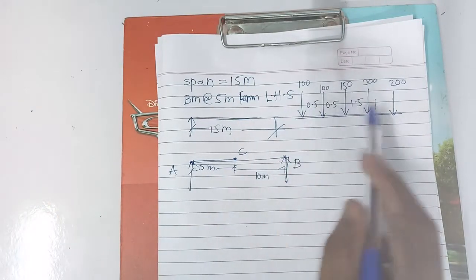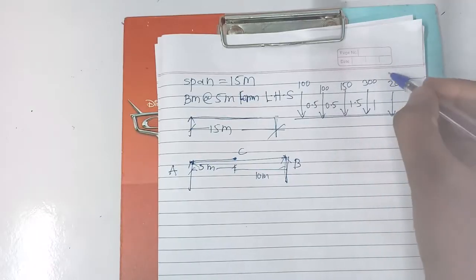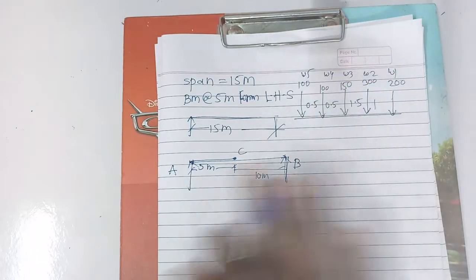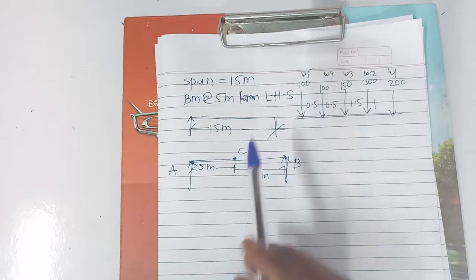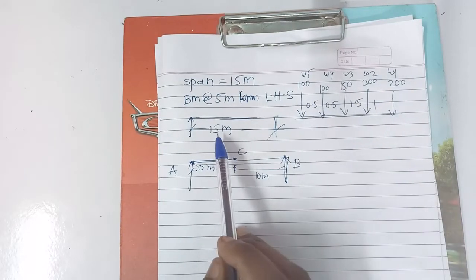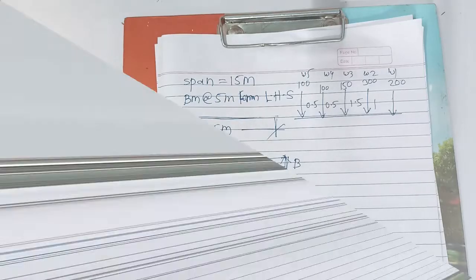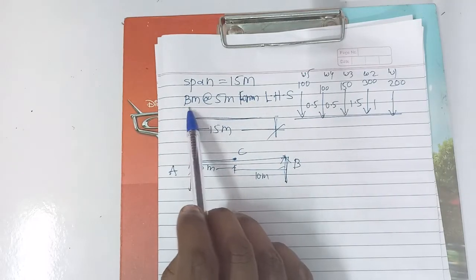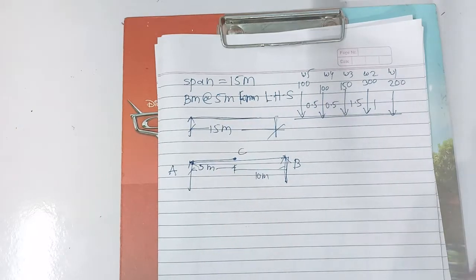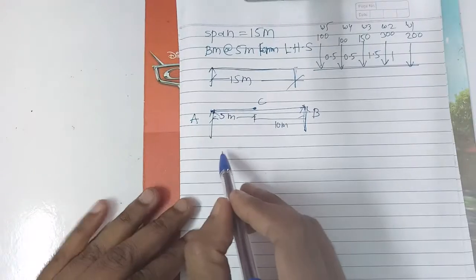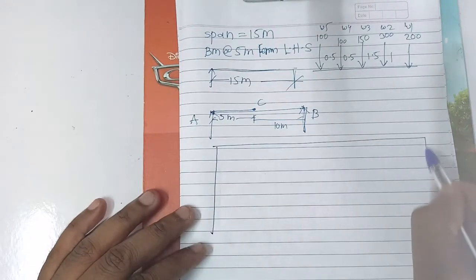One by one, from left to right, we have to move the loads W1, W2, W3, W4 and W5 step by step, because in the numerical itself it is given that the train of load is acting on the girder of span 15 meter from left to right, and we have to calculate the bending moment at 5 meter from the left hand side. Okay, so let us see that. For this condition, we have to plot the table first, so we have to check the condition.